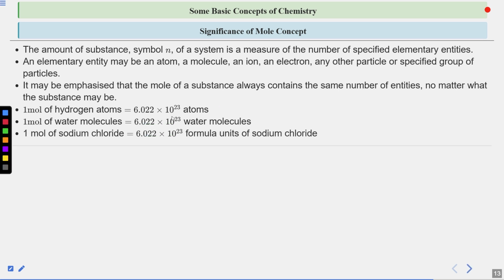And again, if we are taking 1 mole of sodium chloride, then we will have 6.022 into 10 to the power 23 formula units of sodium chloride. Since it is sodium chloride, we are using the term formula unit. So I hope you got the point of using this 1 mole or the mole concept.